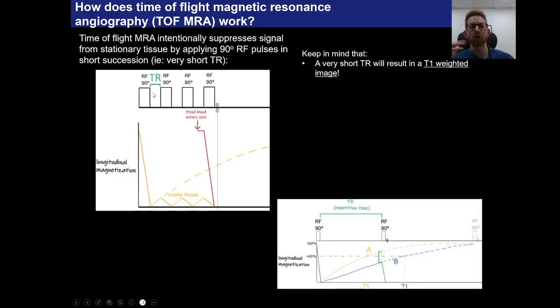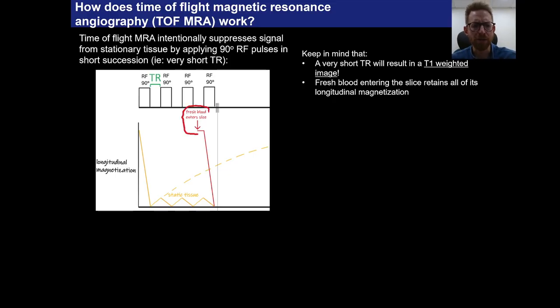Remember, whenever we have a short repetition time, that's going to introduce T1 contrast to our image. If we have tissues A and B with different rates of recovery of longitudinal magnetization, different T1 properties, that means that if we use a short repetition time, we're going to take advantage of those differences. We're going to highlight those differences. So a time of flight MRA is a T1 weighted image. So that's the second point I want to make. It's not a spin echo, it's a gradient echo, and it's a T1 weighted image.